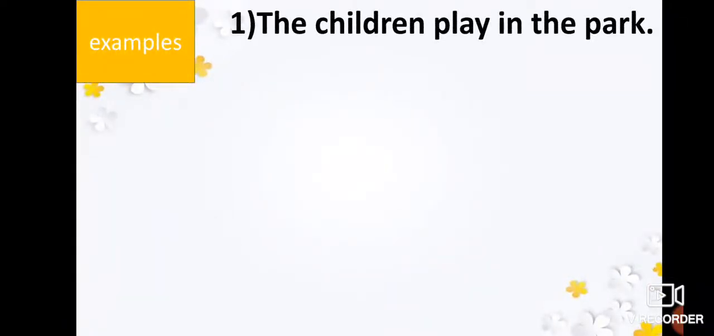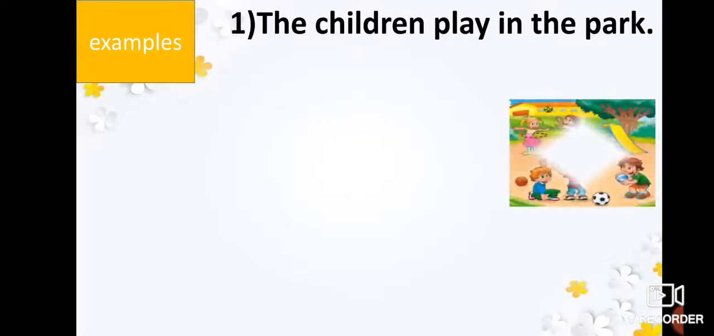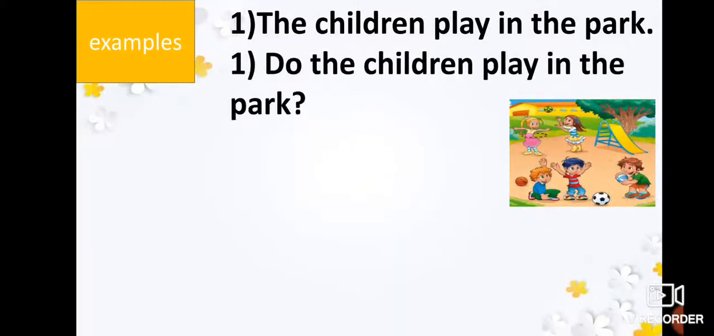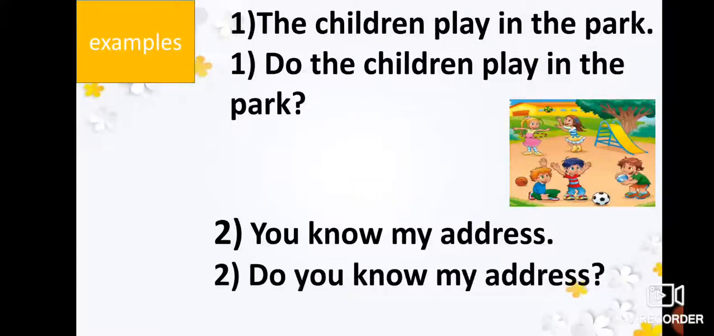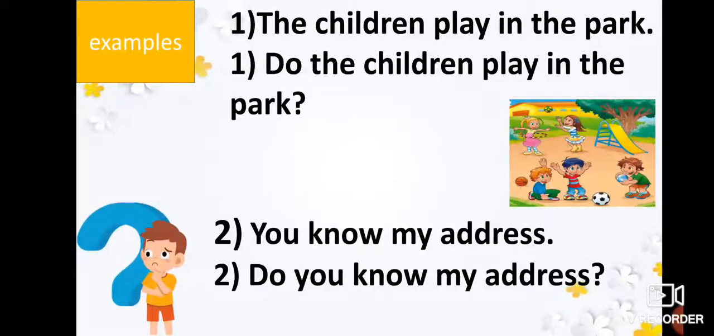Let's see its examples. The children play in the park. Do the children play in the park? You know my address. Let's make it interrogative. Do you know my address? To form these sentences into interrogative, first we have written do. After that we have written the subject. Then we have written the root form of the verb and then continued with the sentence, and in the end we put a question mark.